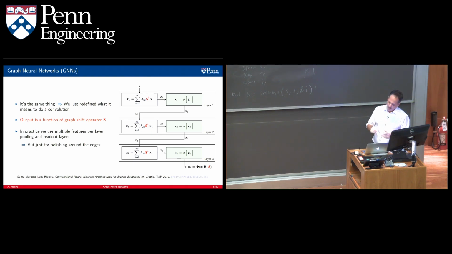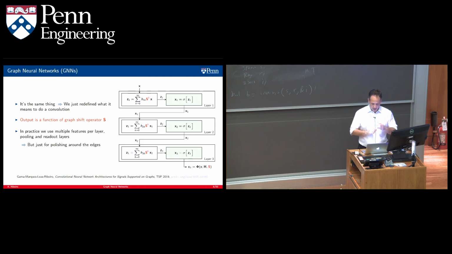The second thing that I should emphasize is that in practice, I am oversimplifying things a little bit. You use multiple features per layer. You use pooling, readout layers, etc. But these are not fundamental. Or maybe they are. What I mean by not fundamental is that this is just to polish around the edges. But this is the cake. You still need to decorate your cake, and that's the role of these other things.